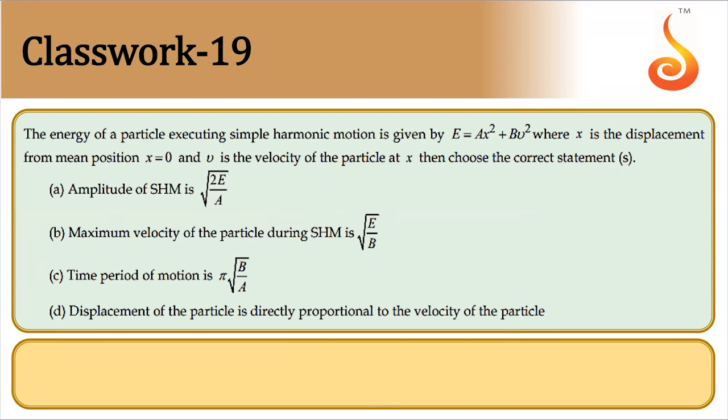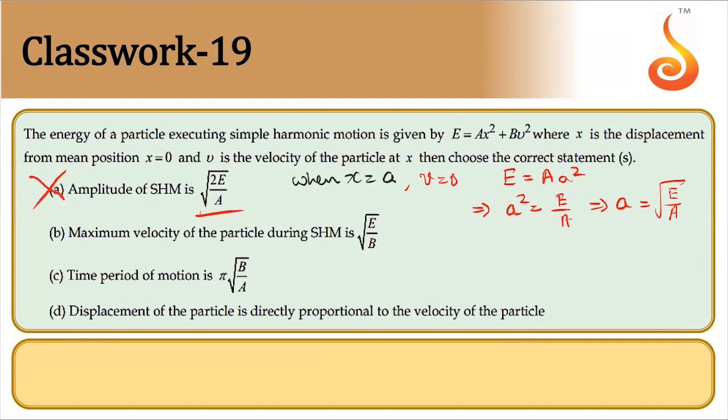See, let us check the first one. When x is equal to amplitude, let us say amplitude is capital A, then v should be equal to 0. At extreme position, velocity should be 0. Then E should be equal to a into A square, which implies A square is E by a. So amplitude is root of E by a. But here it is given 2E by a. So this is not correct. Right?